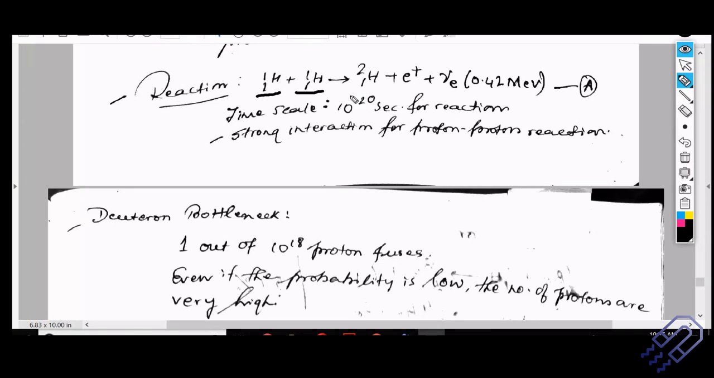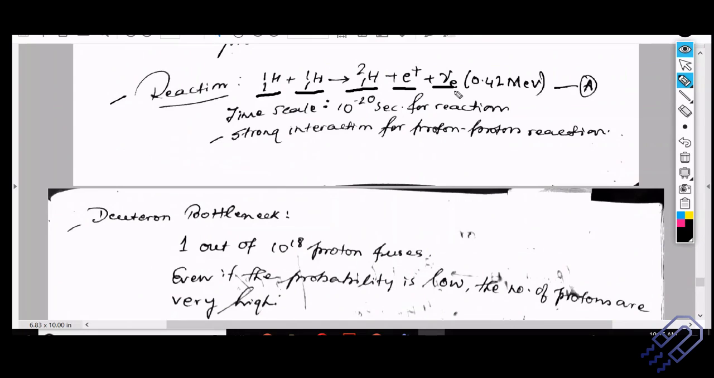So you've got hydrogen, it will give you a deuteron, and then beta emission. So you have a positron coming out of it, sorry, not an electron, and a neutrino. So this is important.